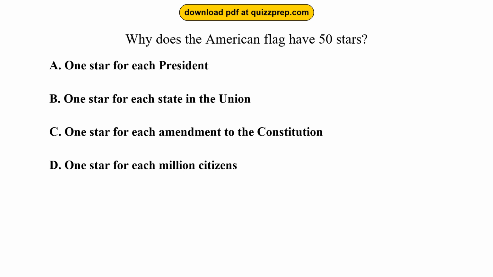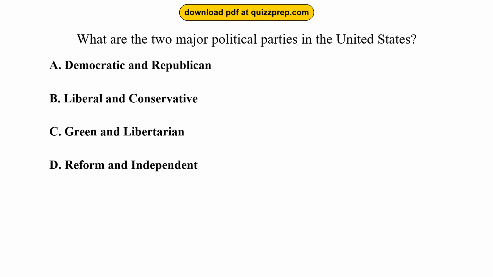Option A. 1 star for each president. Option B. 1 star for each state in the Union. Option C. 1 star for each amendment to the Constitution. Option D. 1 star for each million citizens. The correct answer is option B. 1 star for each state in the Union. The 50 stars on the flag represent the 50 states that make up the United States of America. Question 36. What are the two major political parties in the United States?